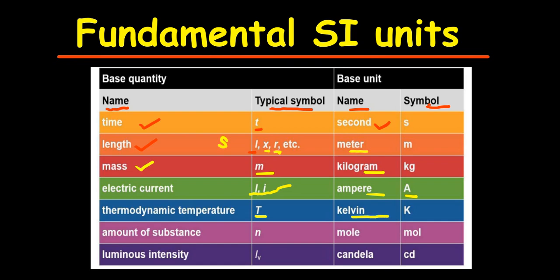Most students get it wrong. They think the base unit for temperature is the degrees Celsius. No. The base unit for temperature is the kelvin. Later on you are going to learn how to convert kelvins to degrees Celsius, and from degrees Celsius to kelvins. And then we have the amount of substance as a base quantity. This amount of substance is represented by a small letter n.